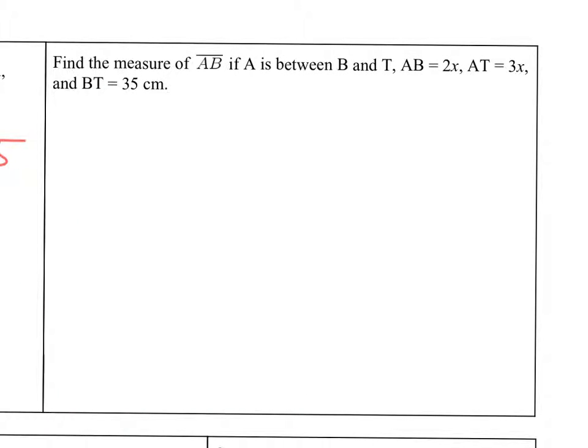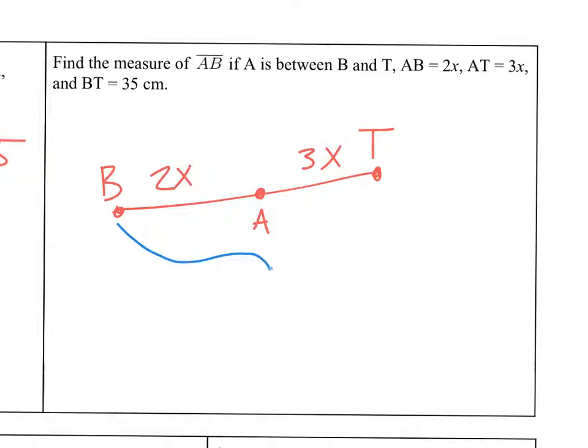All right, here we've got AB. I'm going to be a little bit careful here because I know that was a pain last time. This is going to be on some kind of a segment. And it says A is between B and T. So if we've got B and T, we've got A is between those. Oh, look, it's like bat. We've got AB is 2x, okay. We've got AT is 3x, okay. And BT is 35 centimeters.